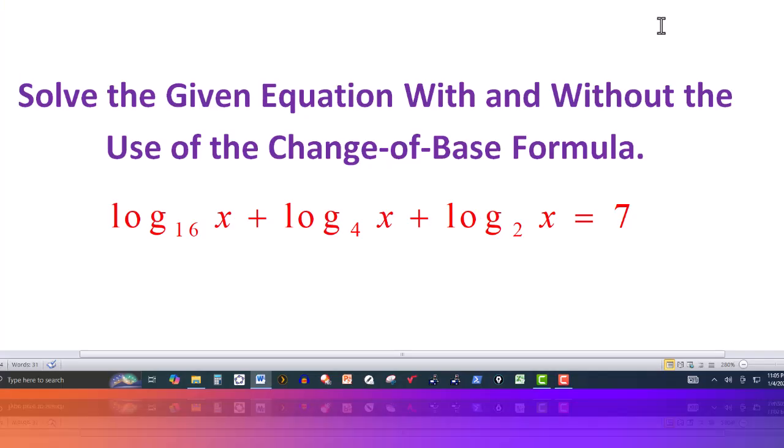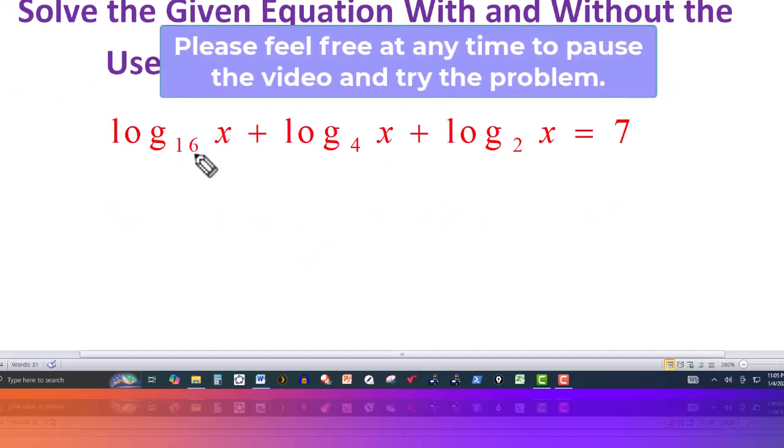In this video, we want to solve this equation here using the change of base formula and then solve it again without the use of the change of base formula. So we can use any other base, and I'm going to go with the natural log, ln. So say this is going to be ln.